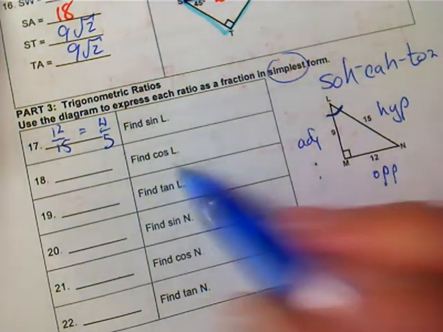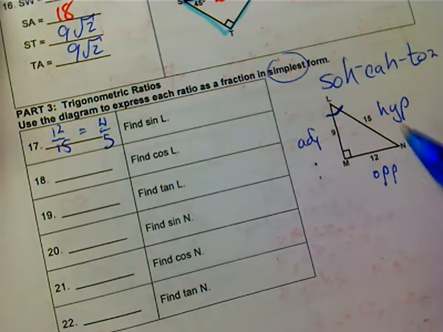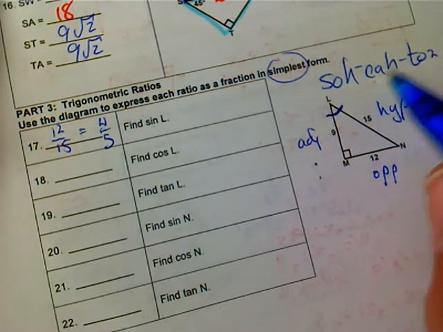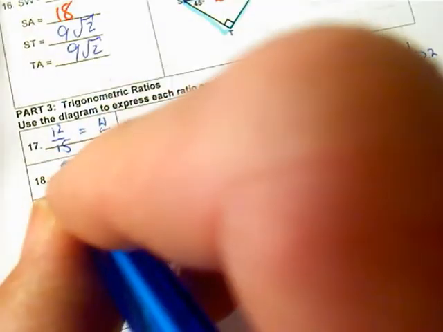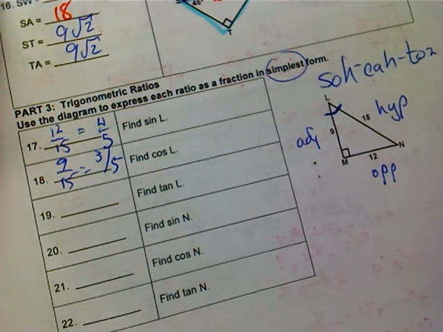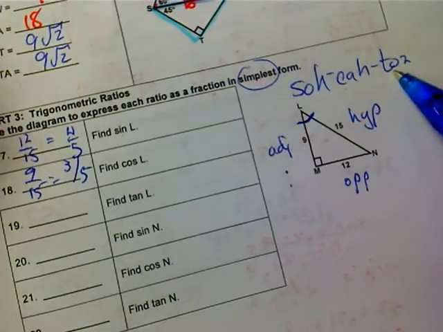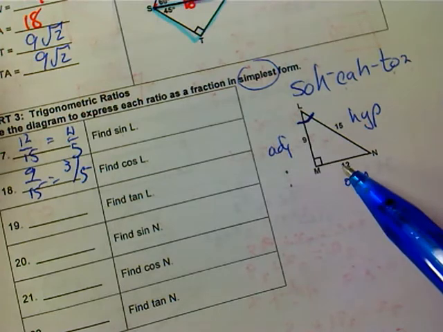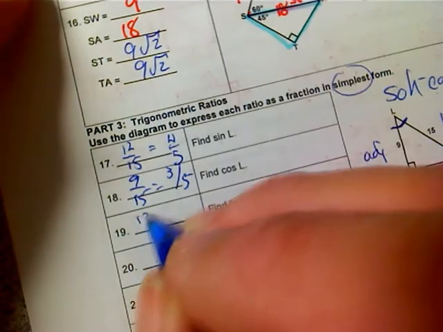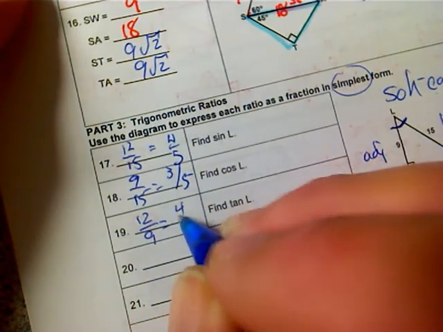All right, the cosine of L, same angle, but it's adjacent over hypotenuse. Adjacent over hypotenuse. So this is 9 over 15, which reduces to 3/5. And then the tangent is opposite over adjacent. So it's 12 over 9. And that reduces to 4/3.